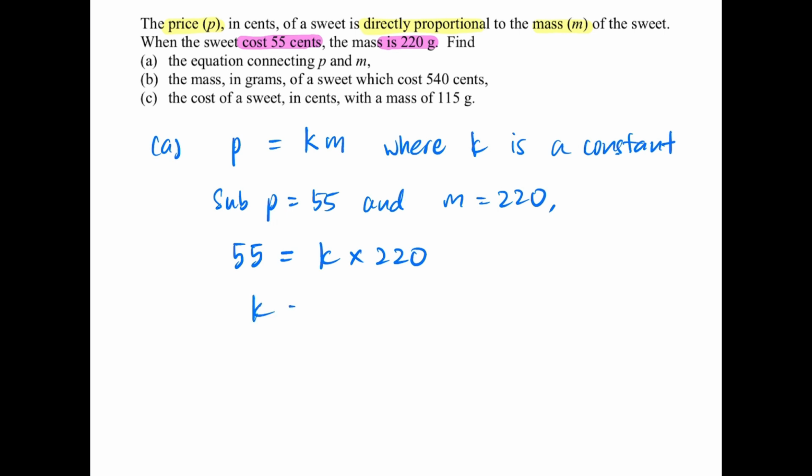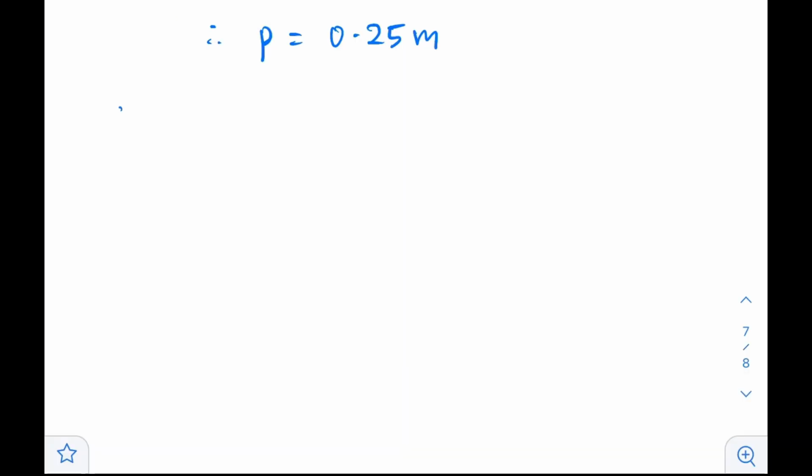To find K, we need to divide by 220 on both sides. So 55 divided by 220. If you press the calculator, you will get 1/4 or 0.25 as a decimal. So therefore, you can write your equation as P equals 0.25, which is the K, times M. Okay, so this is answering part A already. Now we go to part B. Part B asks us to find the mass of the sweet when the cost is 540.